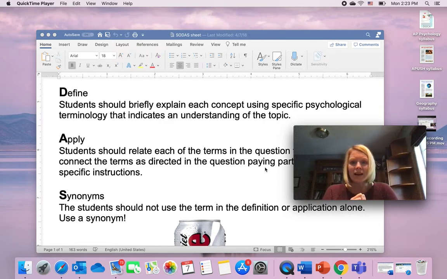Now, when I say define, you don't have to have it word for word, but you have to give me enough of a definition that I understand essentially the psychological concept that you are getting at. So that would be 1 point.